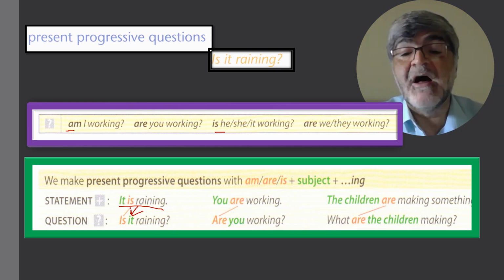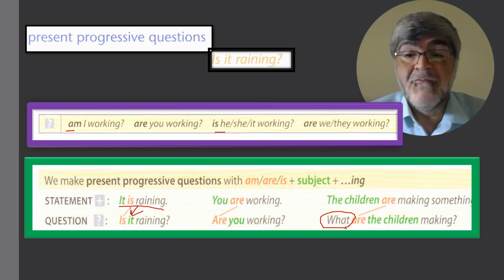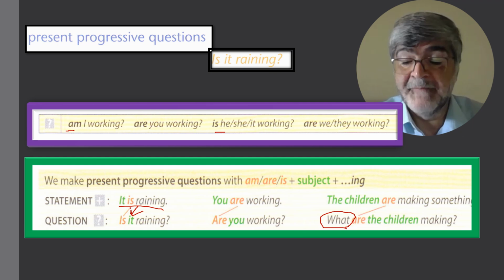The children are making something. What are the children making? We can use question words also. Very easy, very easy. What are the children making? They're making something. I don't know what exactly, but they're making something.